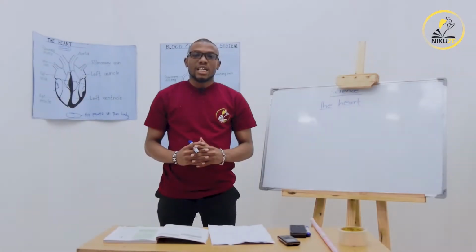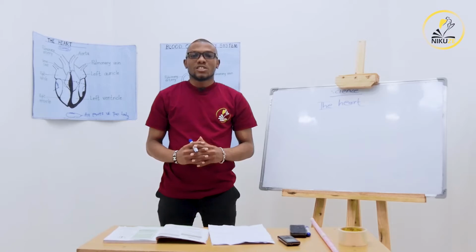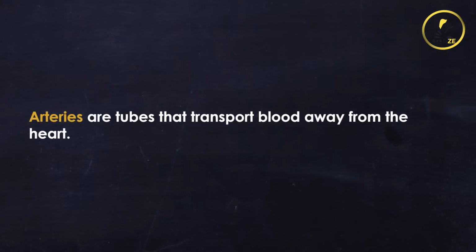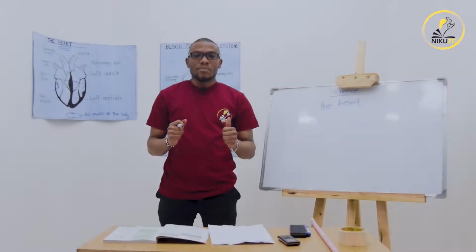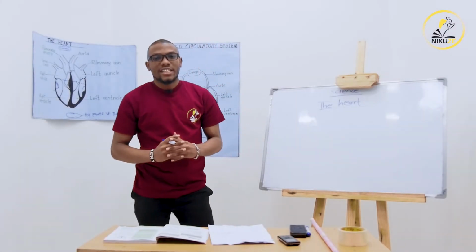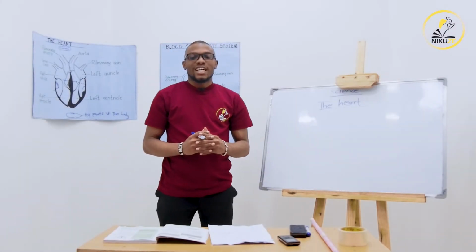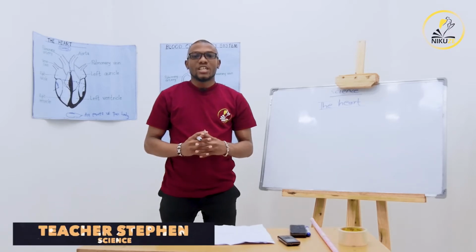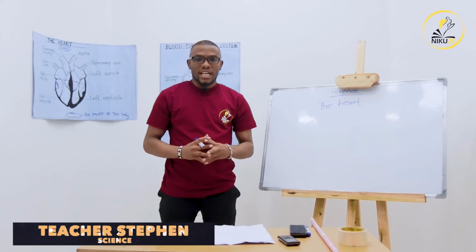We also looked at the types of blood vessels and we talked of the arteries. We said these are tubes which transport blood away from the heart. The blood in the arteries is usually under high pressure. And we said that the arteries have thick walls and a narrow lumen, which helps them to withstand the blood under high pressure.